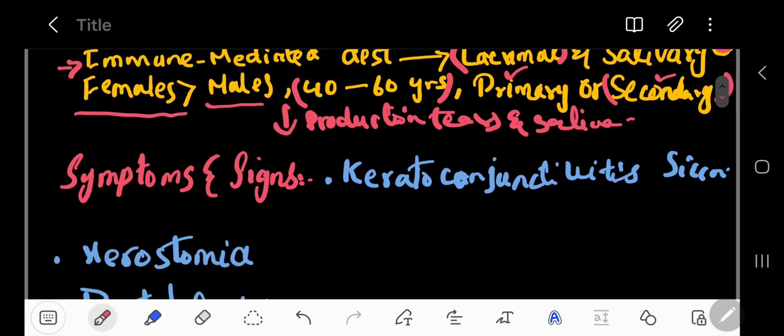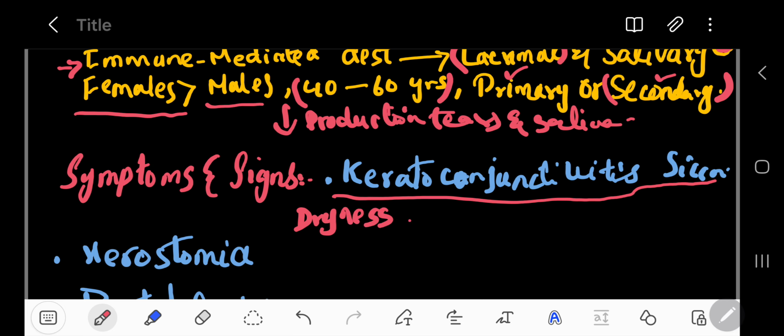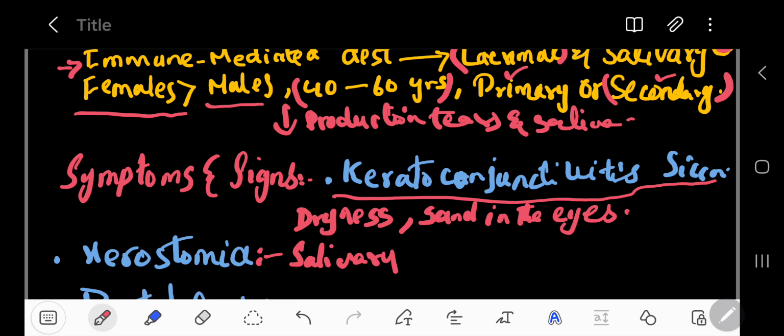Clinical findings are: first one is keratoconjunctivitis sicca. It means that when there is dryness of the eyes, the patient feels like sand in the eyes. Furthermore, there is xerostomia. It means that the salivary glands are destroyed and therefore the production of saliva is decreased and leading to dryness of mouth.